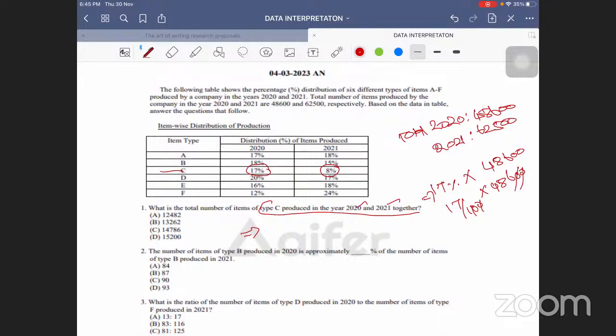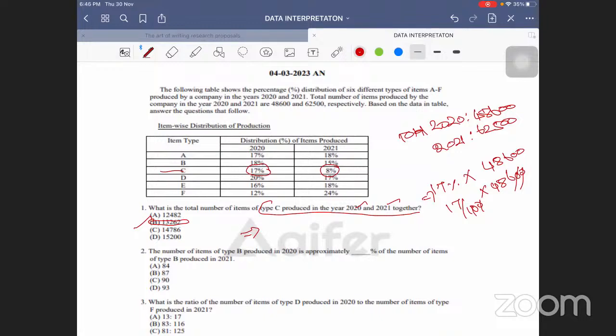Unmute yourself. I'm sharing the screen, I didn't go back to the Zoom app and didn't notice your chat. So just unmute yourself and tell the answer. 17 into 486. Sir, option B. Option B. So I just did it very fast.